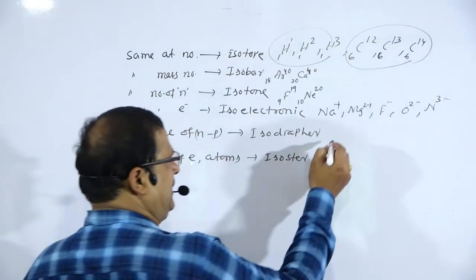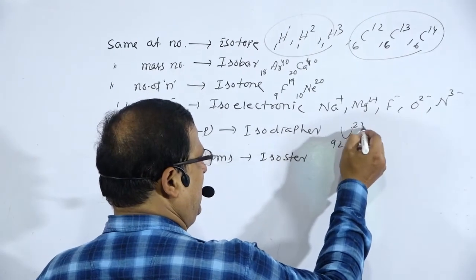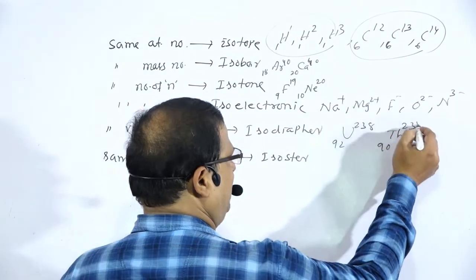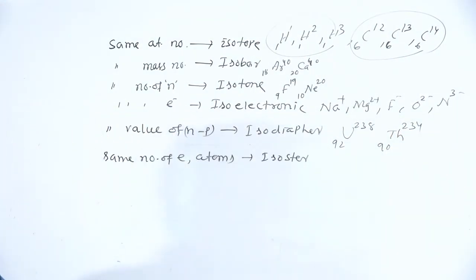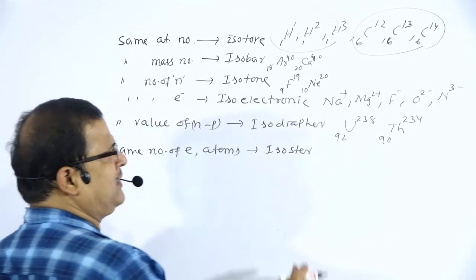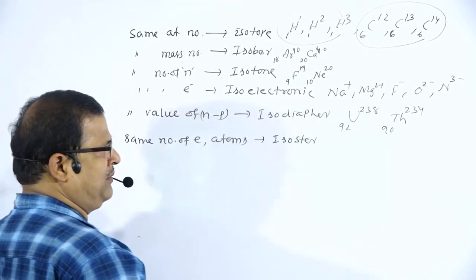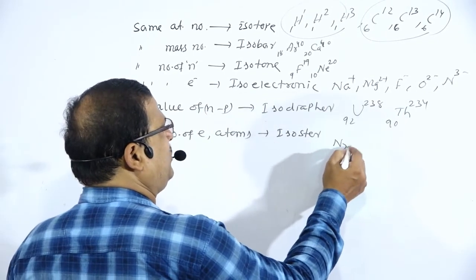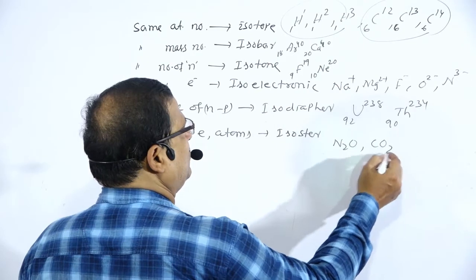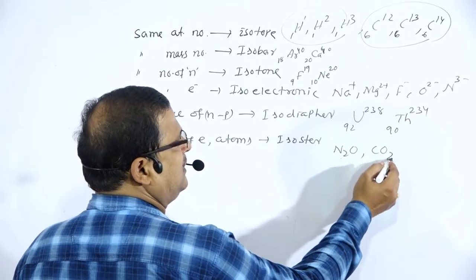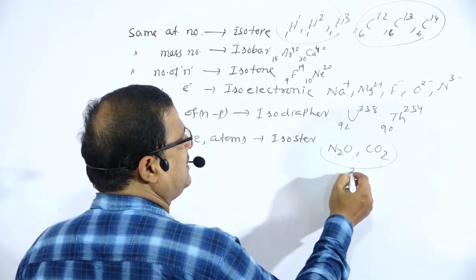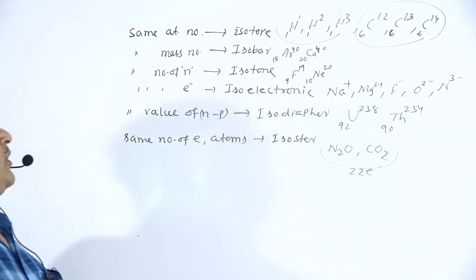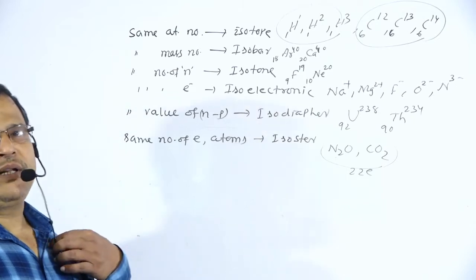Isodiapher, that is uranium 92-238, that is thorium 90-234, thorium 90-234, they are having the same value of N minus P. Isostar, that is your N2O and CO2, same number of atoms, 3, and also they contain 22 electrons. So these are the different terms, isoterms, that we have explained.